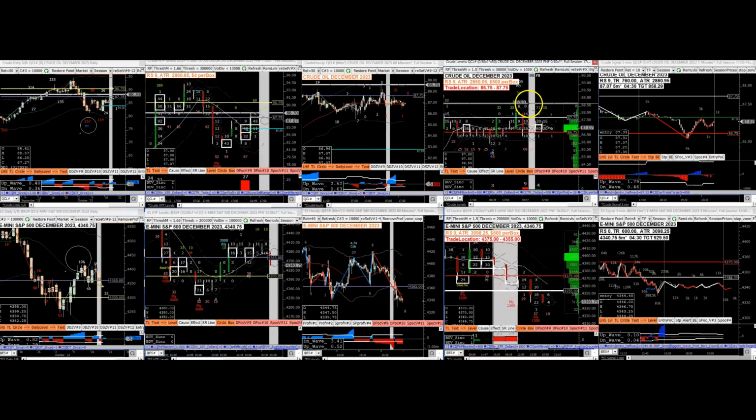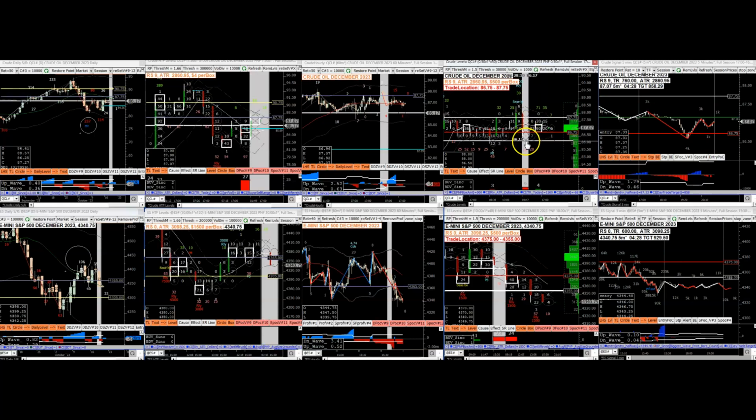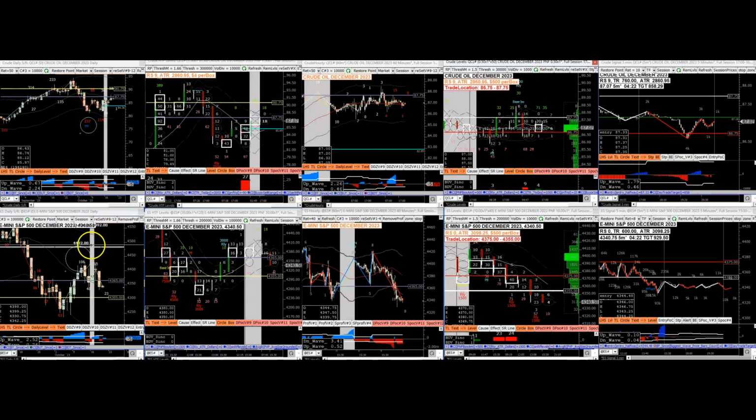Here you had a rally, but is this a pullback? No. Why? It's too much selling, and it takes out the low, so it's not a pullback. All right, let's move on to the ES.